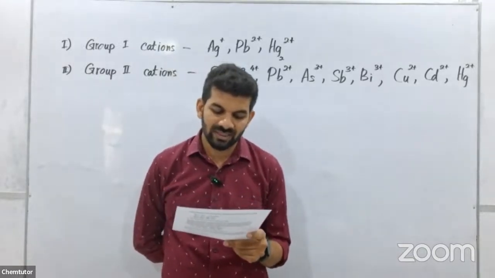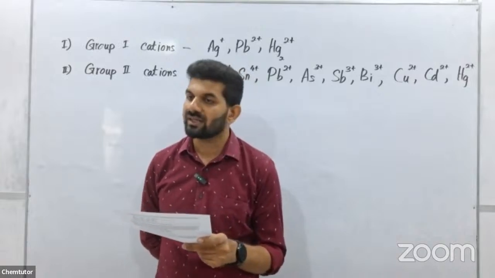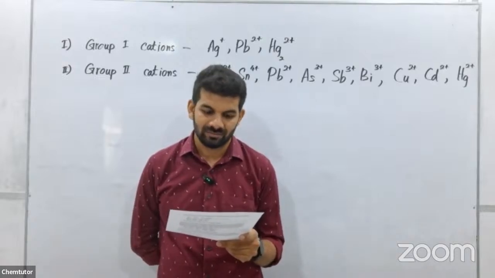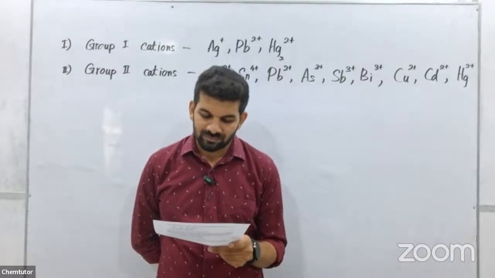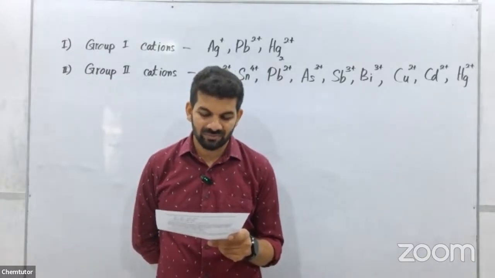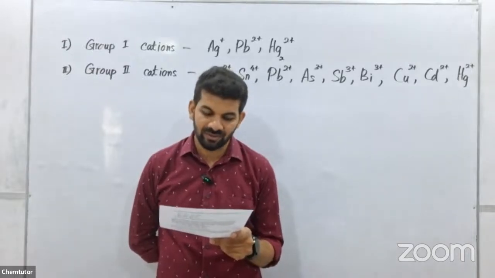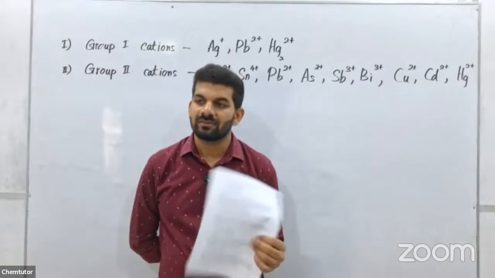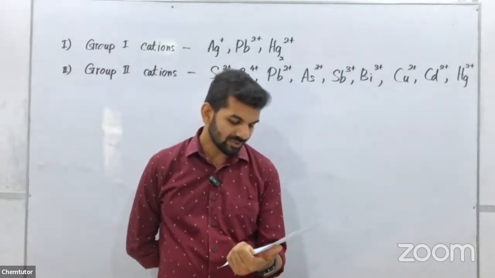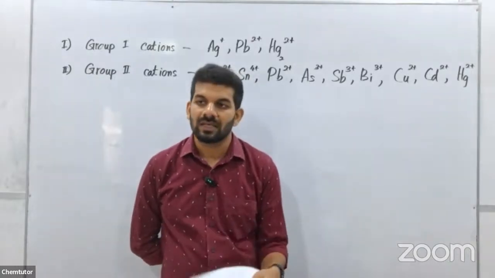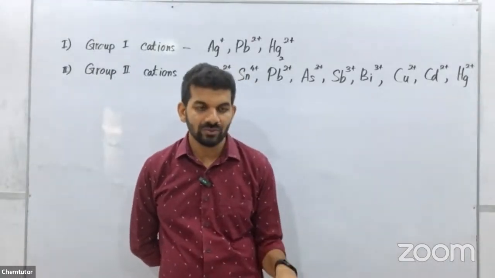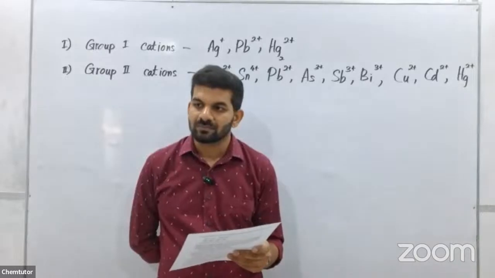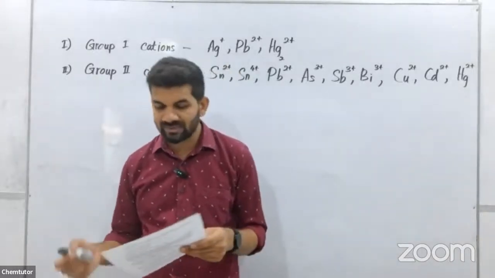Then group 4 has 4 cations: cobalt, nickel, manganese, and zinc. They produce slightly soluble sulfides. Then group 5 is for the calcium, strontium, and barium cations. There we can identify the calcium, strontium, and barium as their carbonates. Then there's another one, group 6, that is to identify magnesium. That's a summary. Now let's learn about these things one by one.